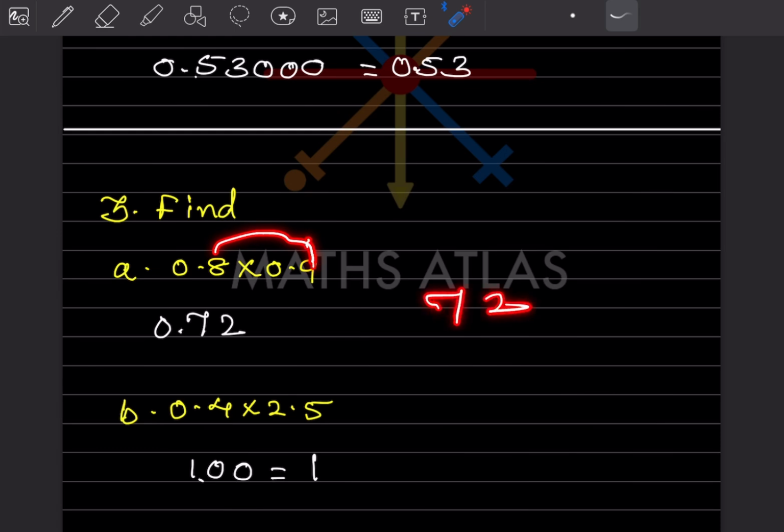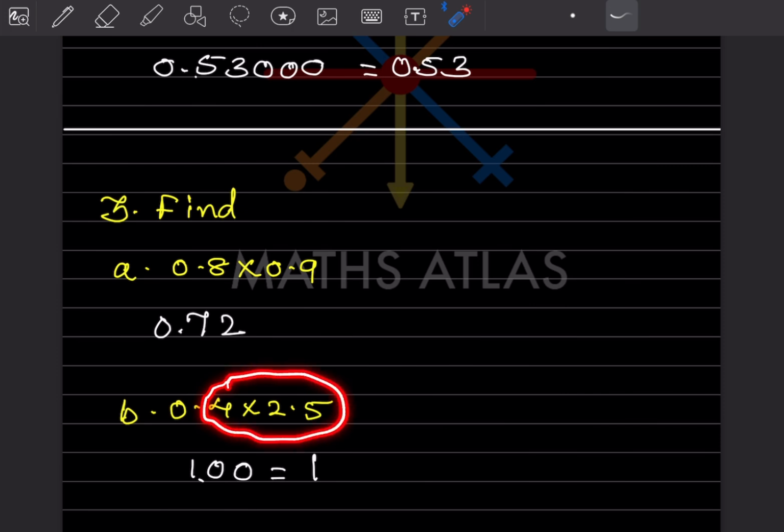So here, after one number is a decimal. After one number means 1 plus 1, that is going to be 2. So after 2 numbers, a decimal point. Here that is going to be 100. So after this one and this one, there is a decimal. So 1, 2, that will be 1.00, which means that is going to be 1.